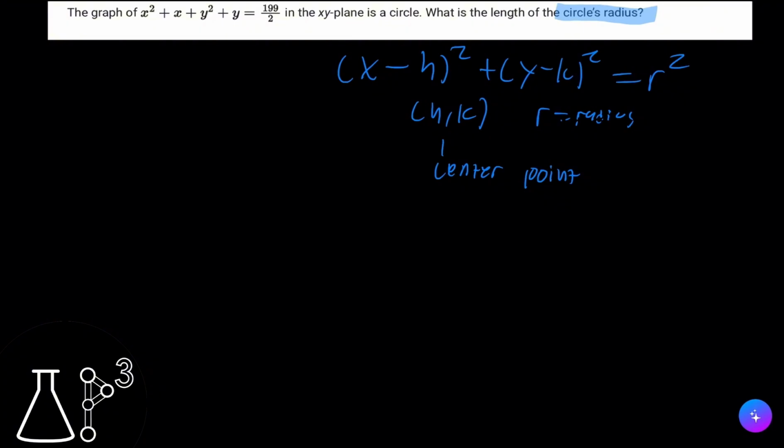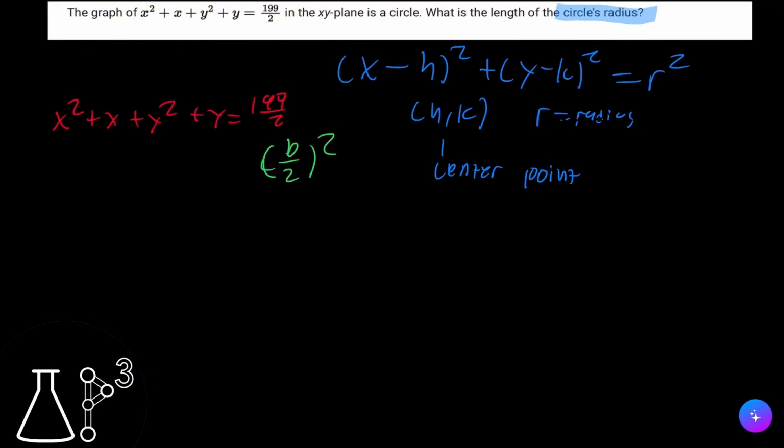All right, I'm going to rewrite what we have. x squared plus x plus y squared plus y equals 199 divided by 2. So the rule that we're going to be using here is (b over 2) squared. And why do we want to use that? Well, as we can see, I have an x squared and then plus x. We are very close to having a quadratic expression for both x values and y values.